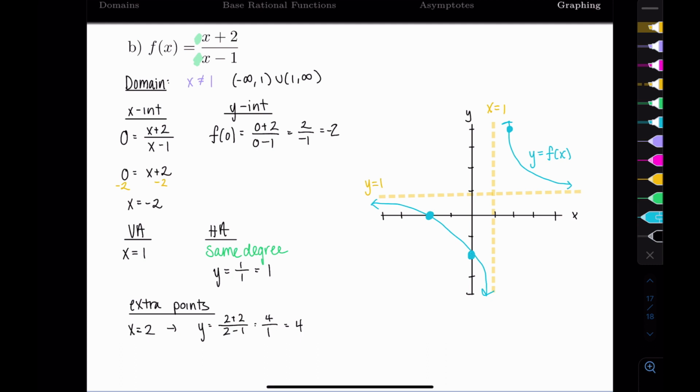Okay. So now that we know the graphing, we're going to move into solving equations and inequalities involving rational functions.